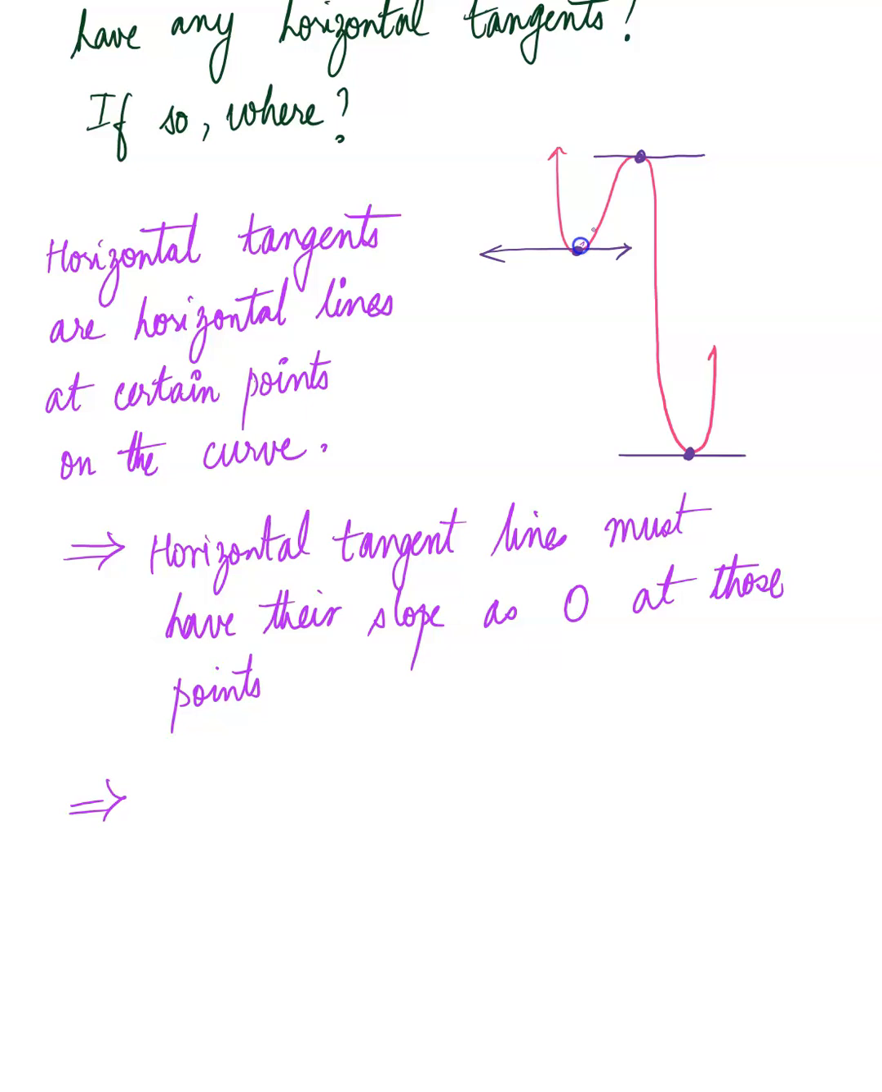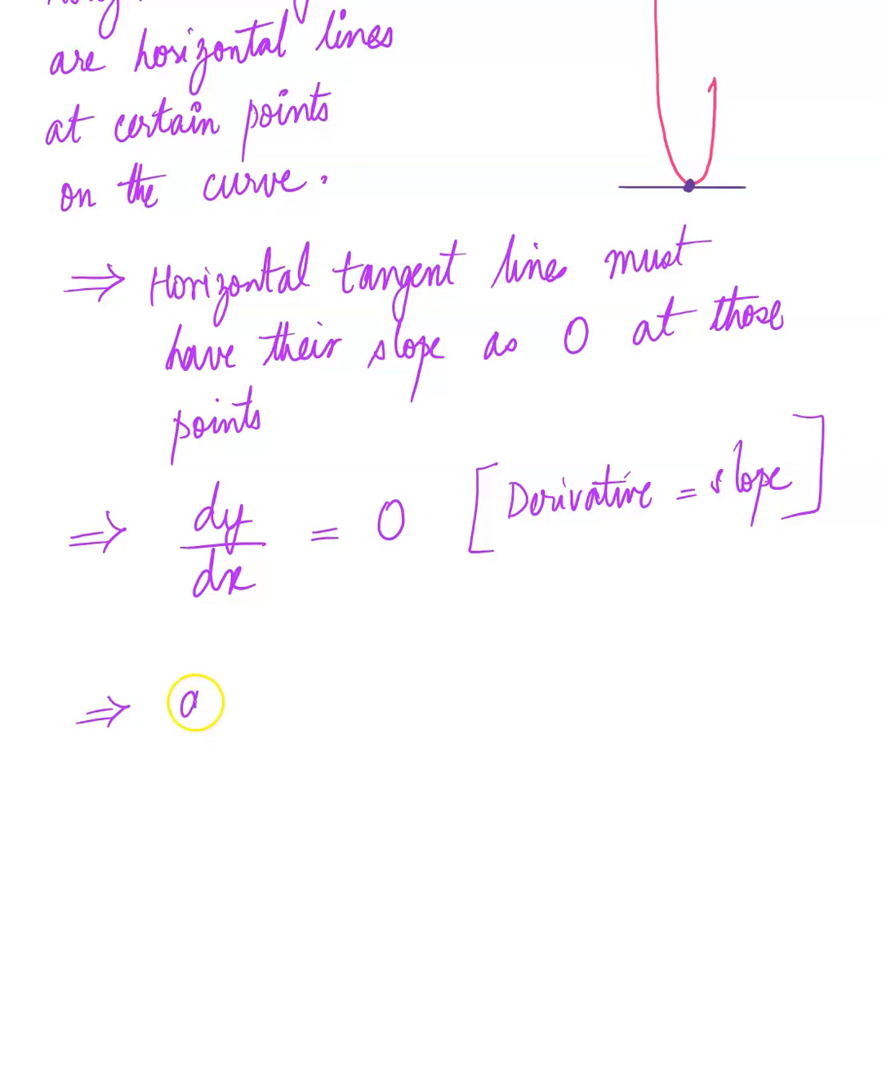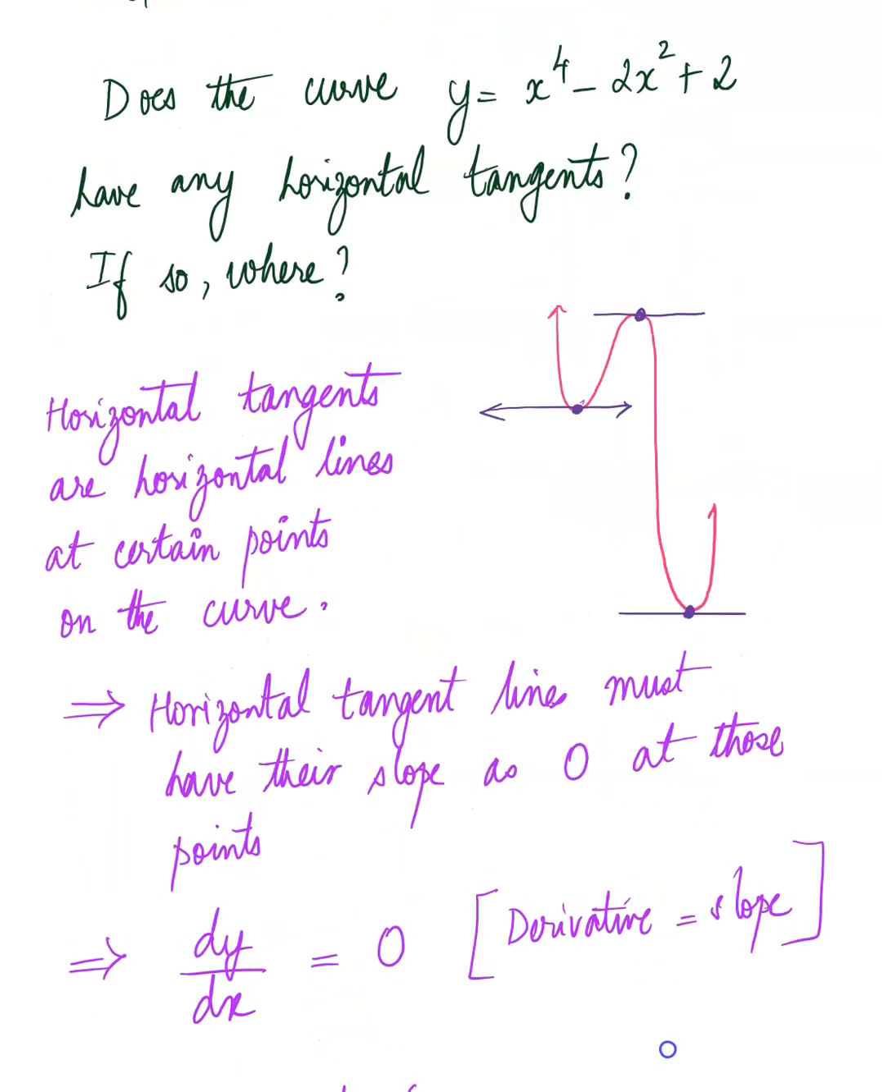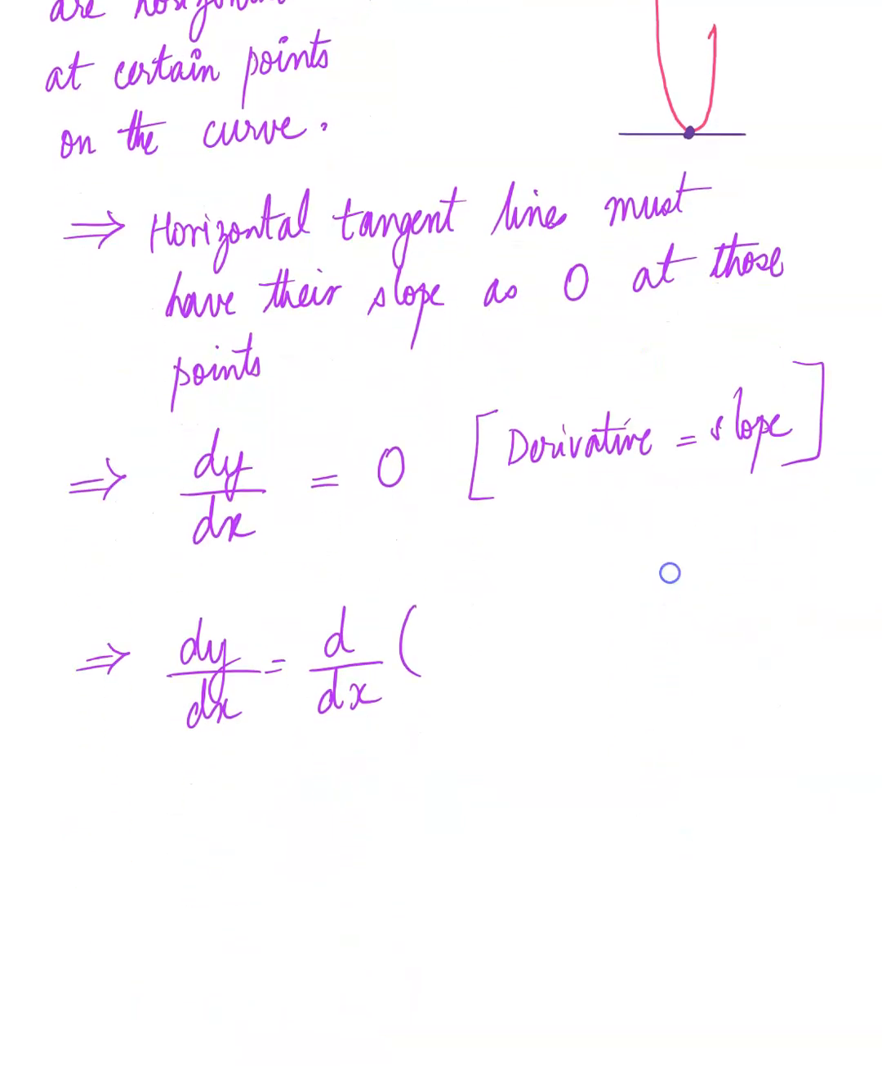So technically, at each one of these points, dy over dx, the derivative, should be 0, because we know that the derivative is the same as the slope of the tangent line, or the slope of the curve at that point. So I'll just put slope here, okay? We are trying to find dy over dx, where y is x power 4 minus 2x squared plus 2. Put that in here, and set that equal to 0. Okay. So now take the derivative.